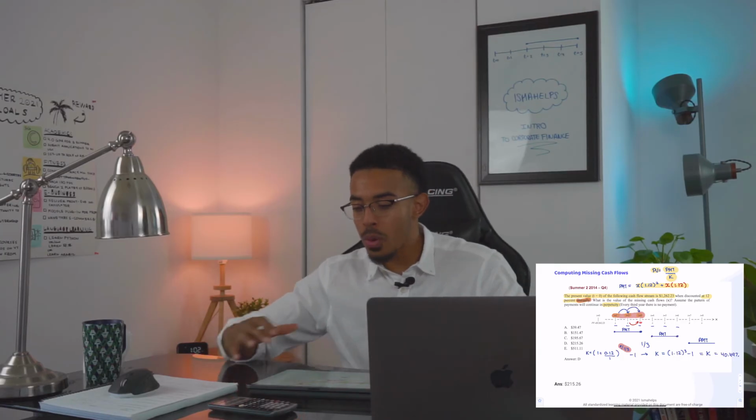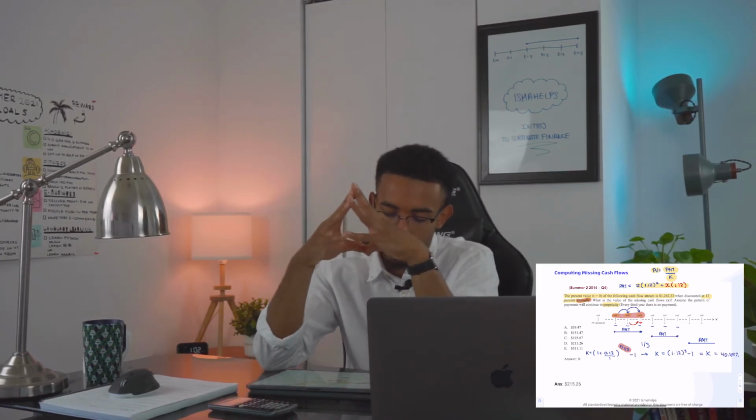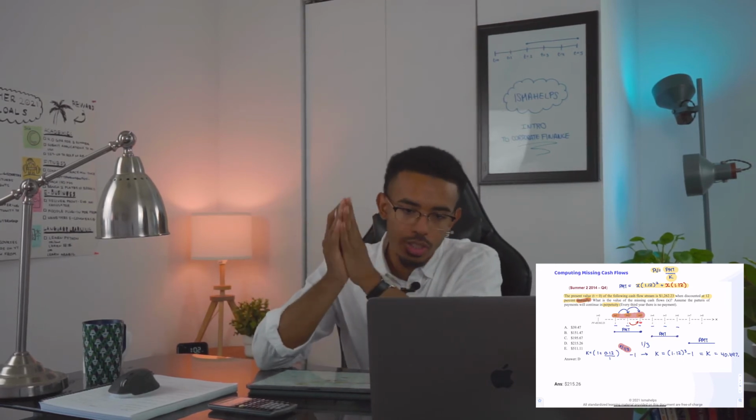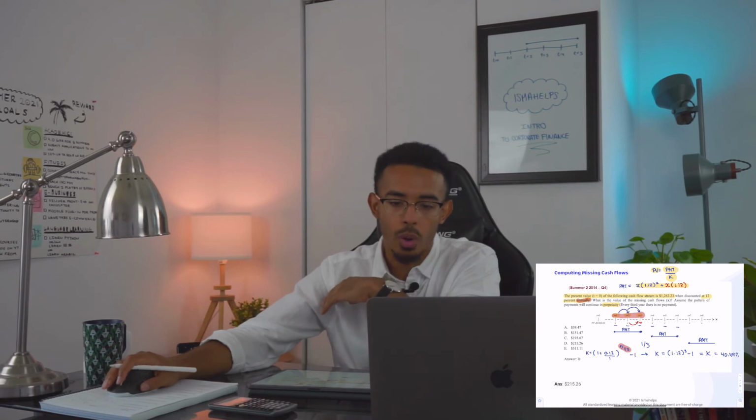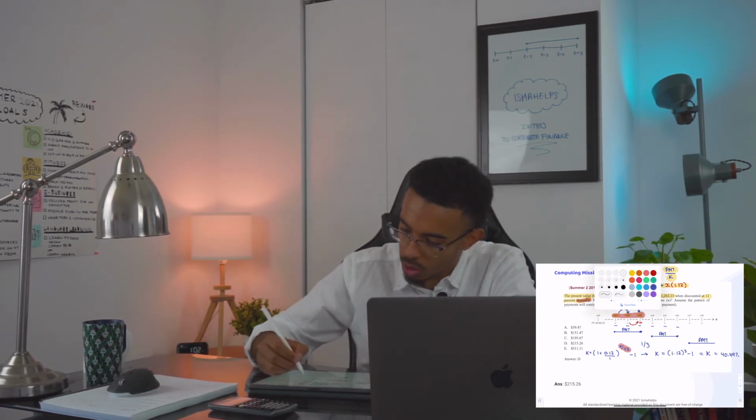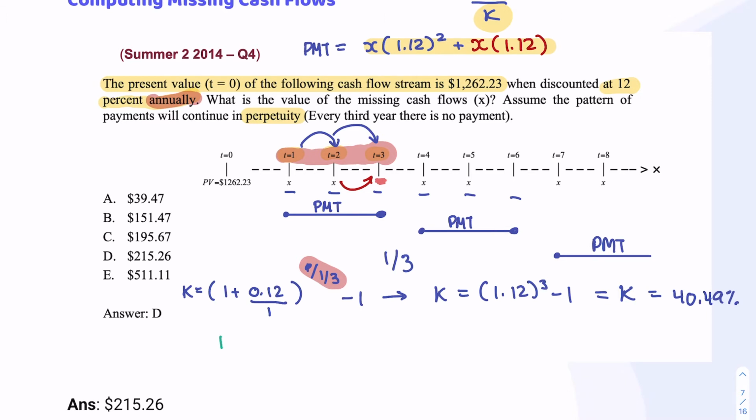Okay? So now we have all the different elements that we need for our question, such that we're able to place it on our data. So now let's do it in green. Our present value is equal to x times 1.12 to the power of 2 plus x times 1.12 over our interest rate that we found of 0.4049. And we know that our present value is equal to 1,262.23.